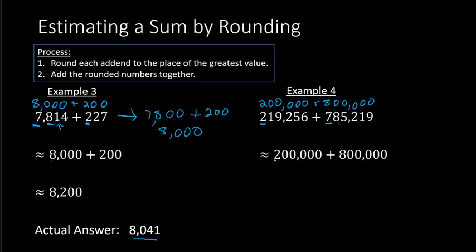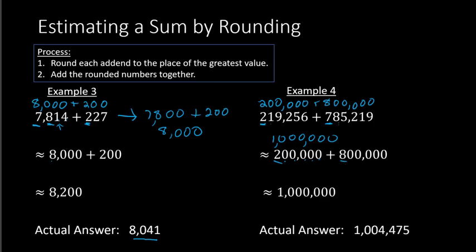So when we add these together, 2 plus 8 is 10. So we have 10 followed by the 1, 2, 3, 4, 5 zeros. If you write those 5 zeros in, we now have a total of 6 zeros, and our answer is going to be 1 million. So we have estimated the sum to be about 1 million. And the actual answer is 1,004,475. So it's pretty close to the actual answer.